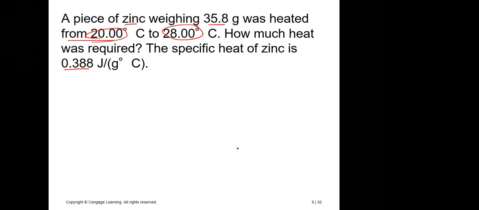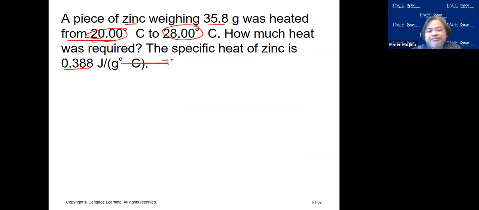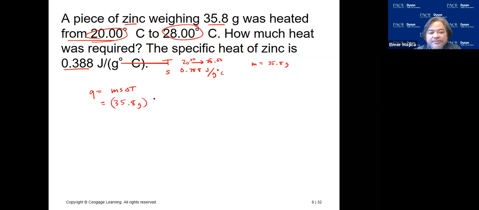Second one. Okay. So if you look at what we have here, you have a temperature from 20 to 28, the specific heat of 0.388 joules per gram degree Celsius, and the mass, which is 35.8 grams. So you have Q equals m s delta T. You replace the variables with the given values: 35.8 grams, 0.388 joules per gram degree Celsius, and 28 minus 20. If you look at the units, everything that can be canceled out is canceled, giving you the unit of joules.